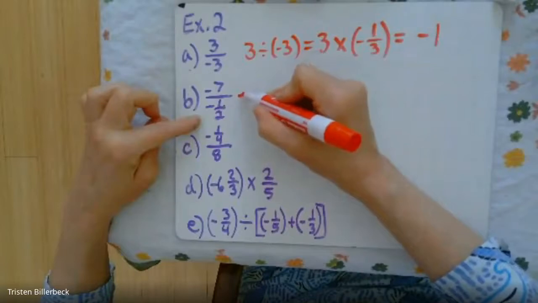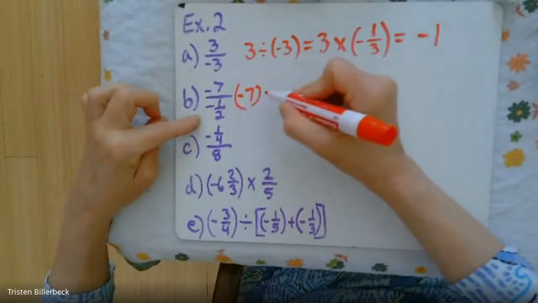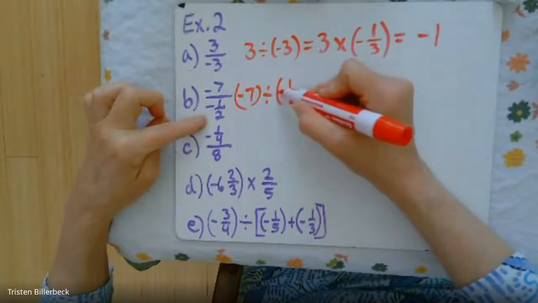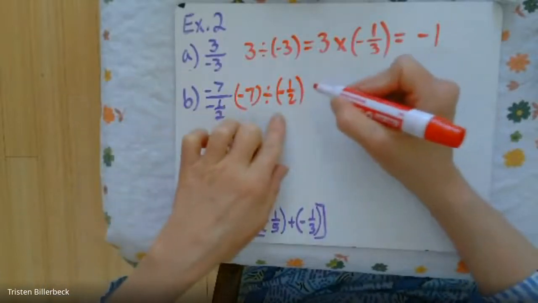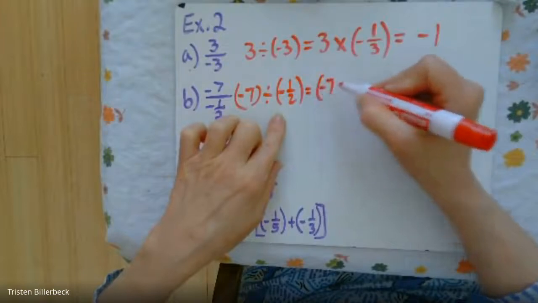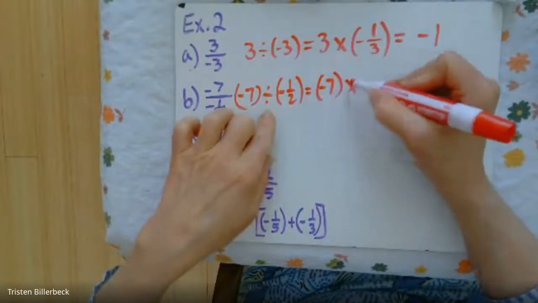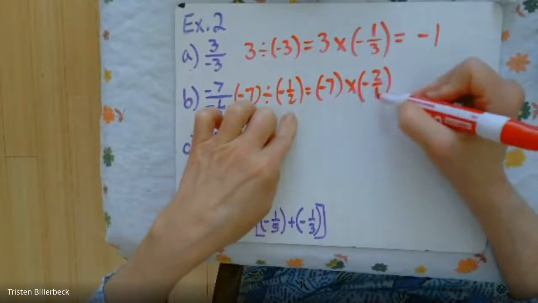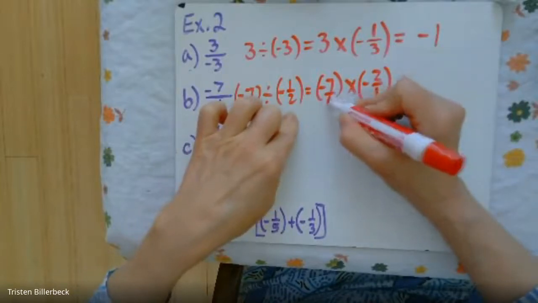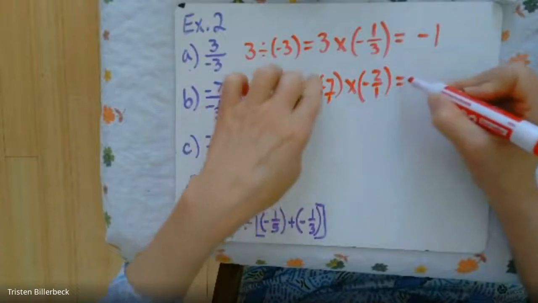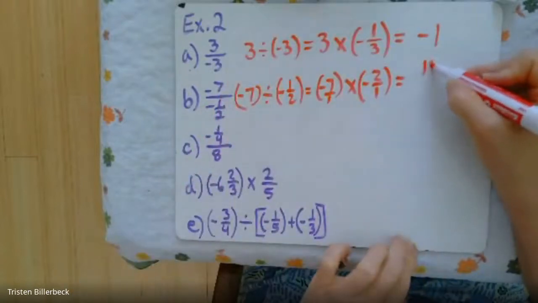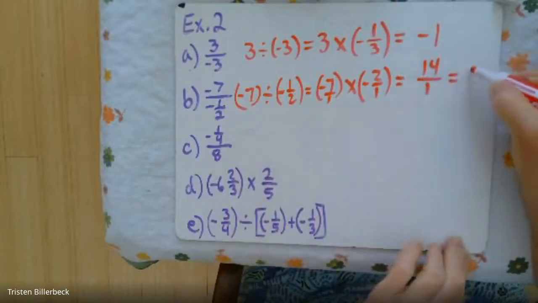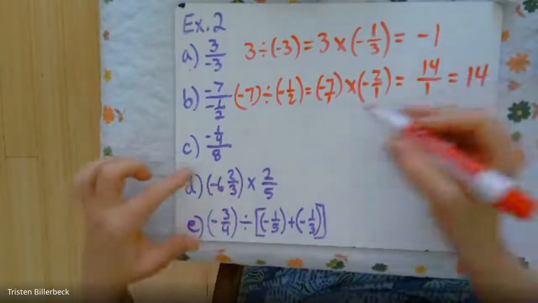So this one is -7 divided by -1/2. So we keep, we change to multiplication, and we flip this over. So it's -2 over 1. Okay, at this point we could put a 1 there. So -7 times -2 is a positive 14. 1 times 1 is 1. 14 over 1 is 14.